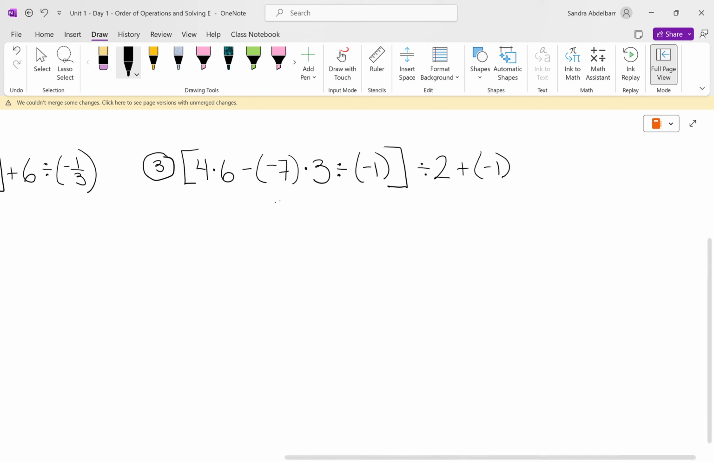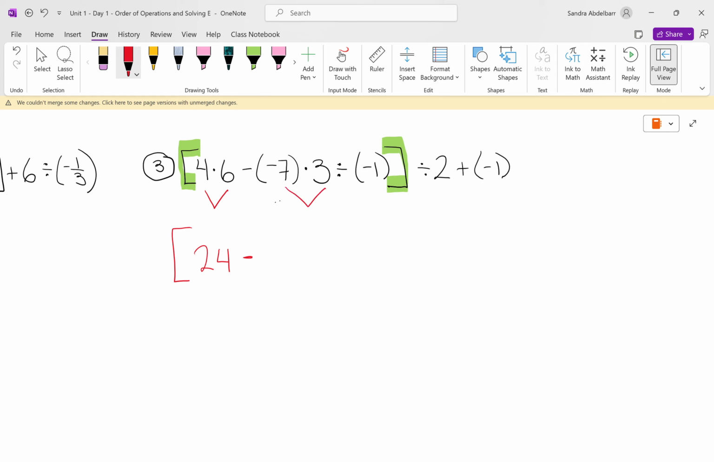All right, we're following PEMDAS, we're working with our parentheses. The brackets count as parentheses. So within these brackets right here, we are working inside. I see multiplication and subtraction and division. So remember, according to PEMDAS, it's multiplication or division first, then the subtraction. So that's exactly what I'm going to do. We have 4 times 6, which is 24. Then we have that minus sign. Then we are at -7 times 3.